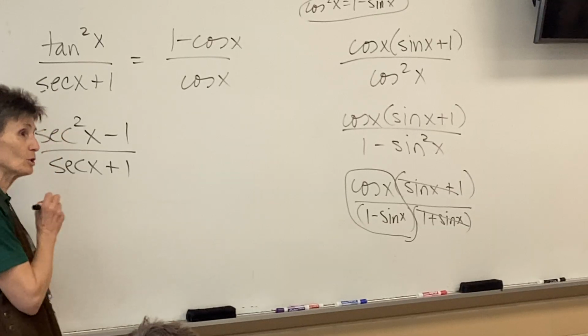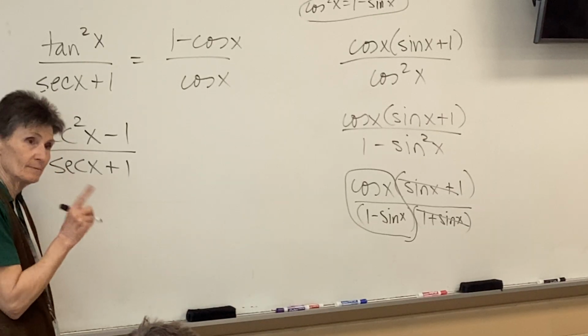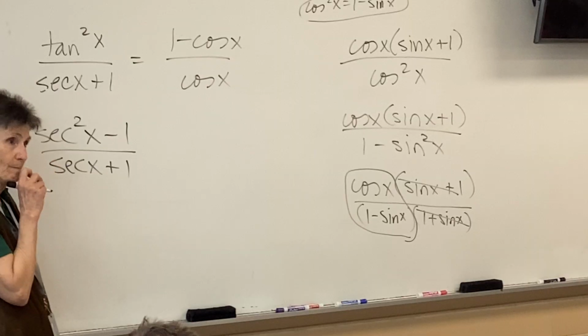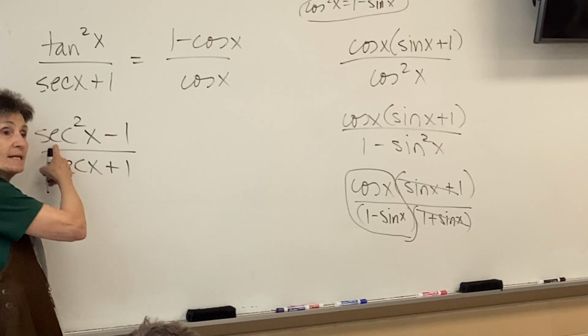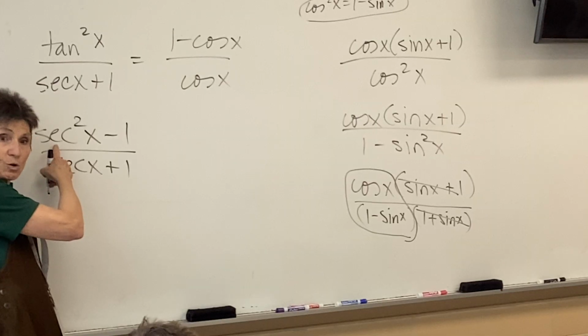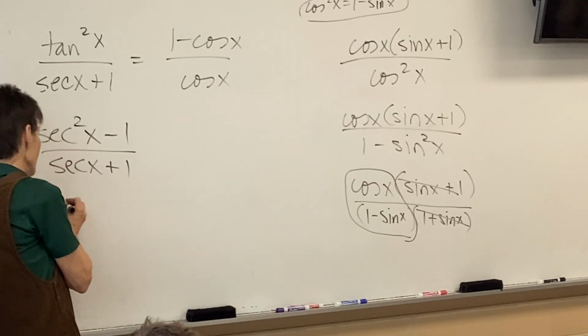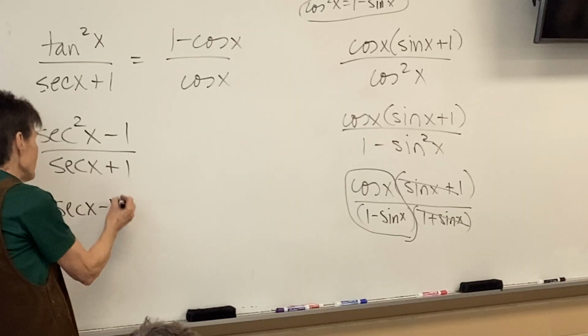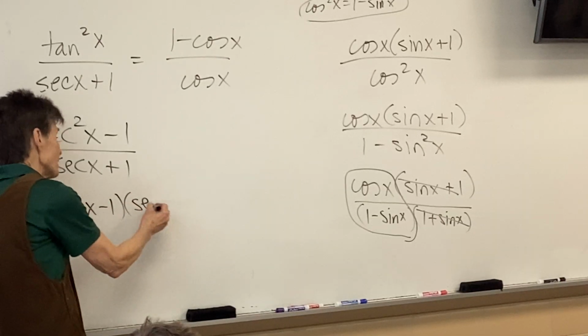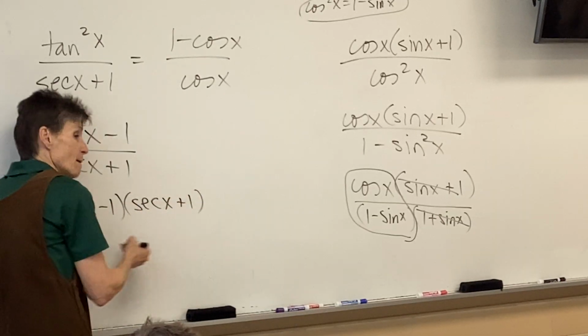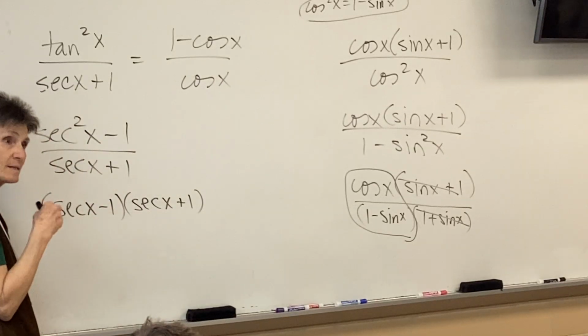All right, now take a clue from the problem we just did. Look at that numerator. It's the difference of squares. So it will be secant minus 1, secant plus 1, and the order you do that doesn't matter. You have 1 minus, 1 plus.